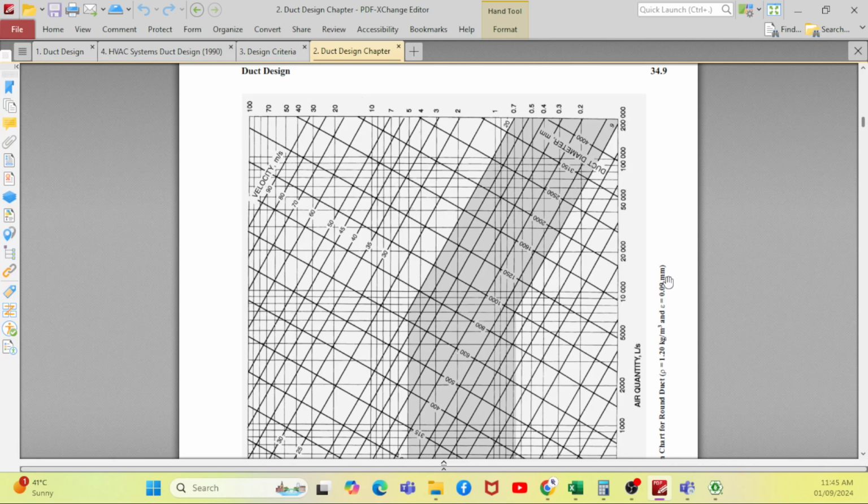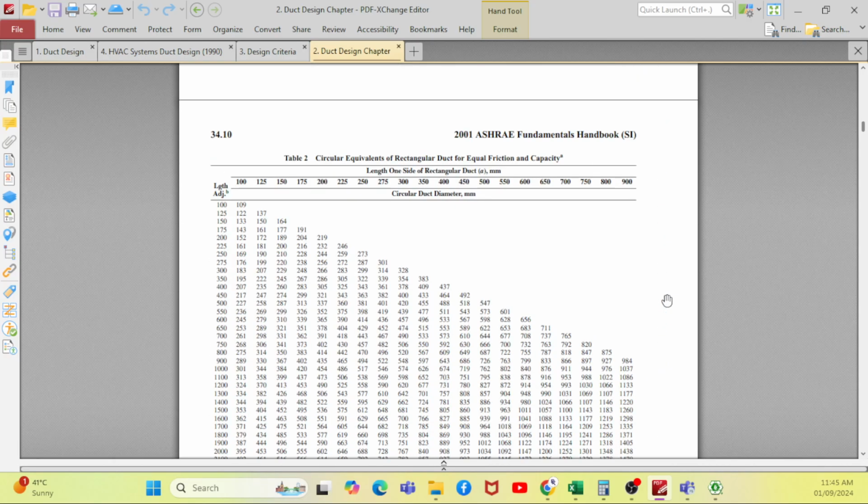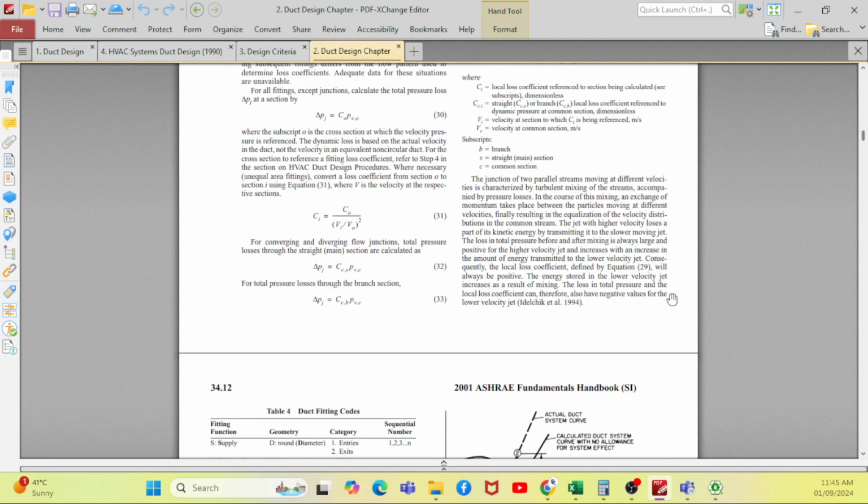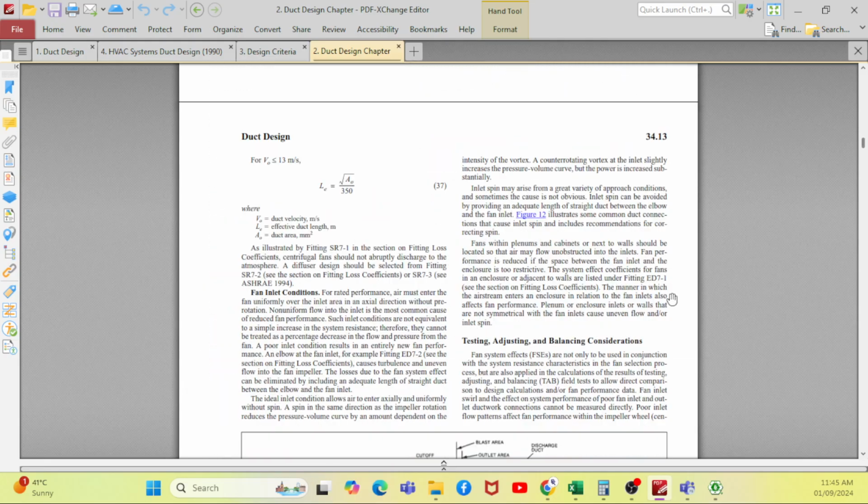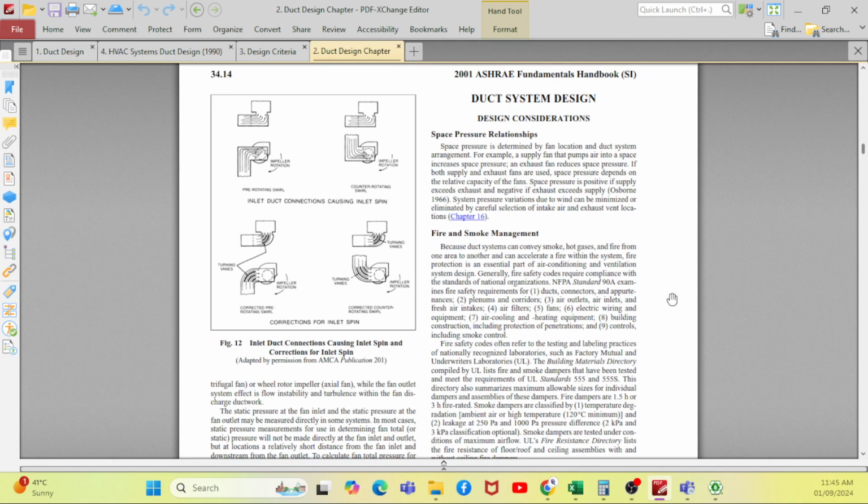If you have more roughness, then your friction factor will increase. If you have a smooth surface, your friction factor will be lesser. So this depends upon the material. If you go to this particular chart, they have also given the material absorbness.